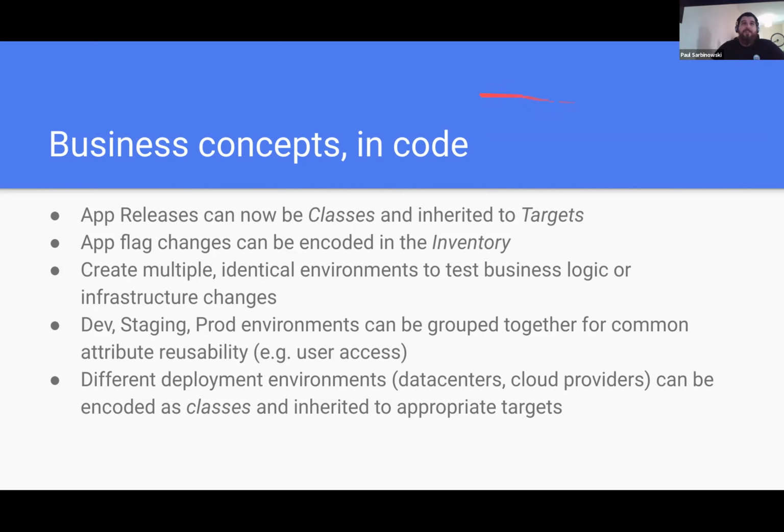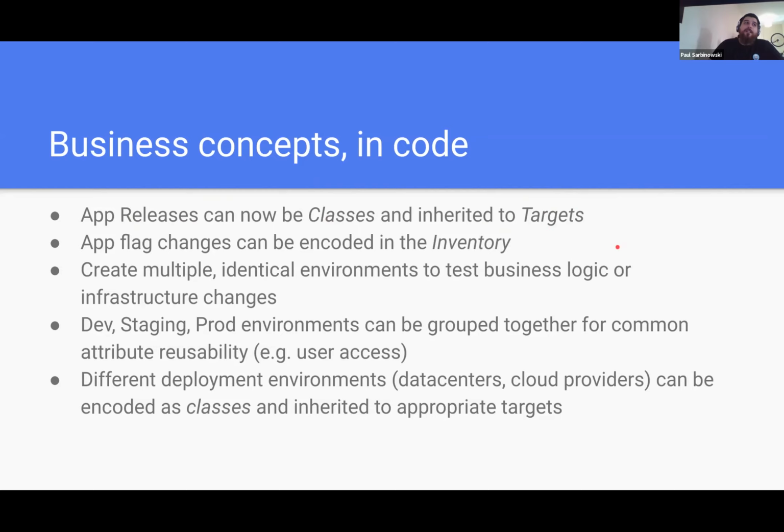So app releases sort of can now be classes. What this means is that every application you deploy in your infrastructure probably has some command line arguments, some images, Docker images, or maybe files mounted, volume mounts. All of this can now be expressed as a class, and then you inherit it to specific targets you want.